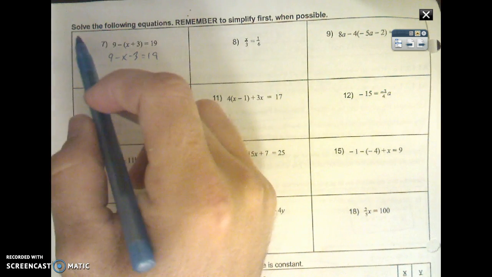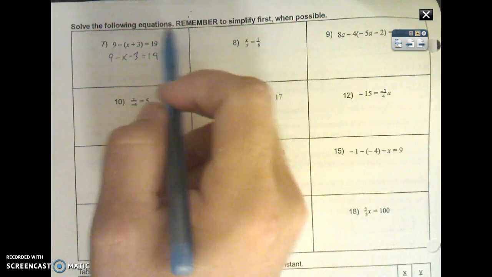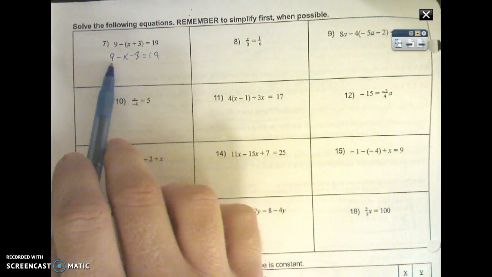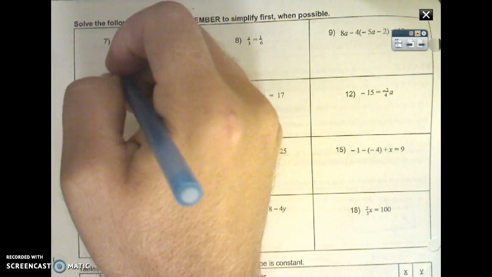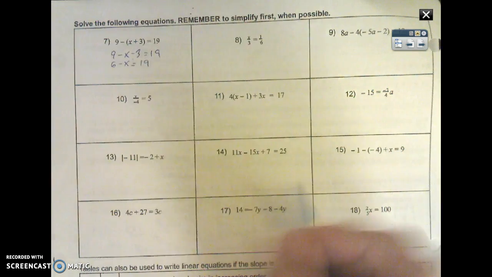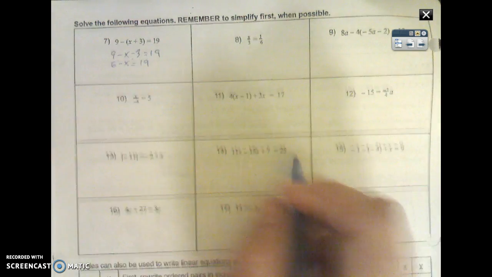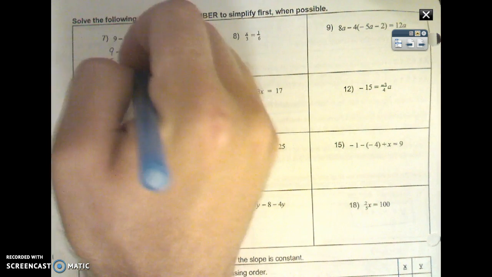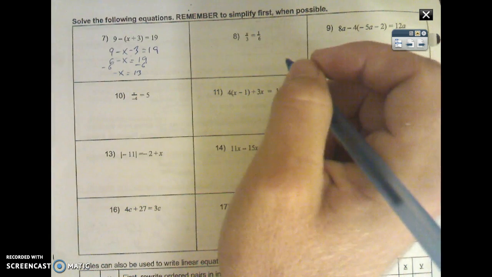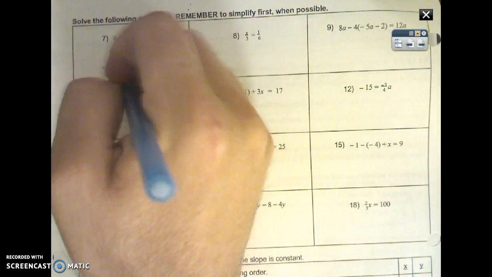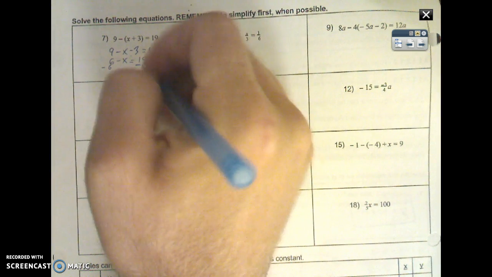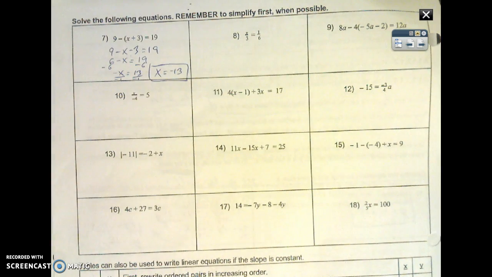Notice the difference here. Solve the following equations. I'm trying to solve for x. Now on the left hand side I've got 9 minus 3. I can combine that together to get 6 minus x equals 19. Now it's your choice. I'm going to subtract 6 from both sides. So negative x equals 13. I'm so close to being done. Divide everything by negative 1. X equals negative 13.